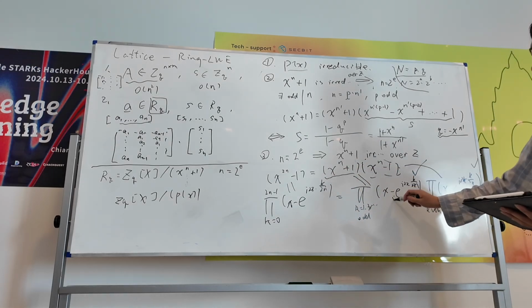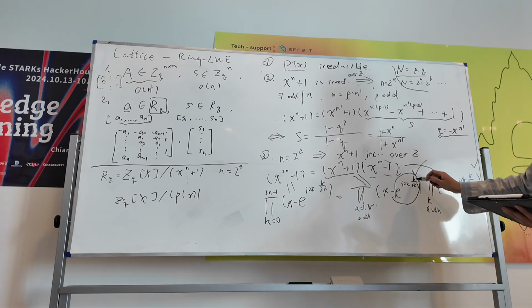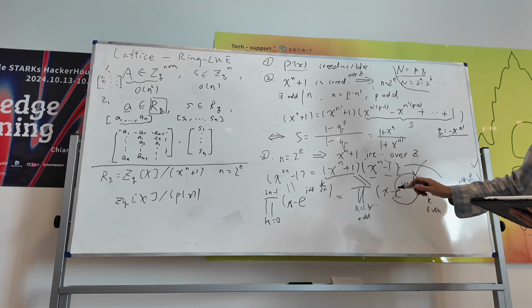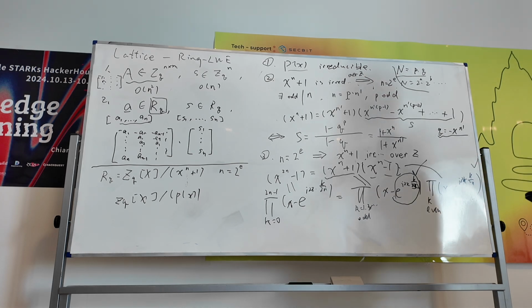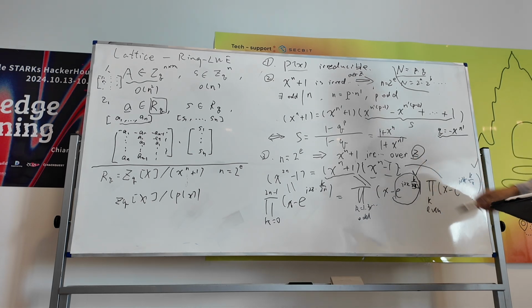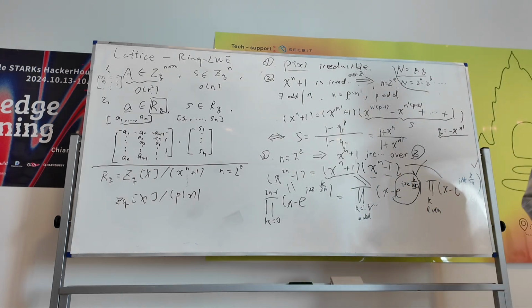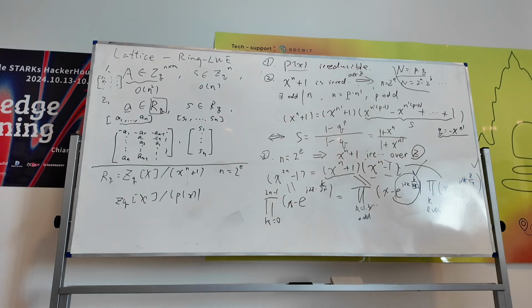And since k is a whole number and this is a power of 2, all of its roots are complex numbers, not integers. So this completes the proof. Okay, that's all. Thank you.